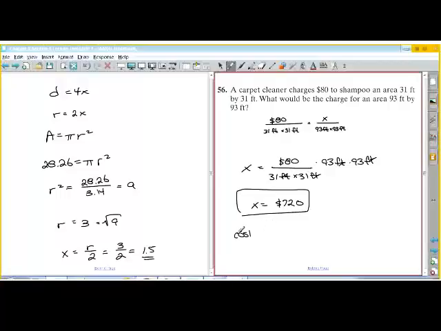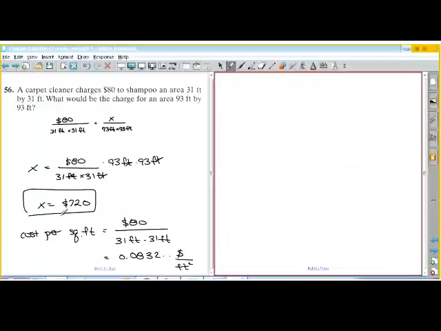So that's using proportions. The other way would be cost per square foot. How do you do that? Well, you take the cost, $80, and divide by the square footage, 31 feet times 31 feet. So you'd have 80 divided by 31 times 31, and you get the cost per square foot of 0.0832 and so on. And this is dollars per square foot.